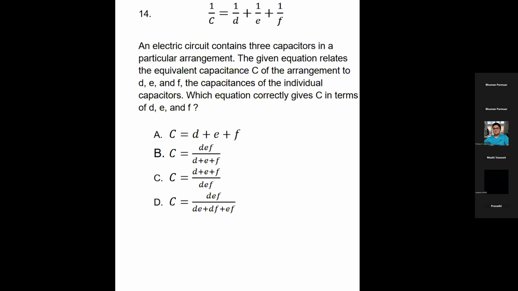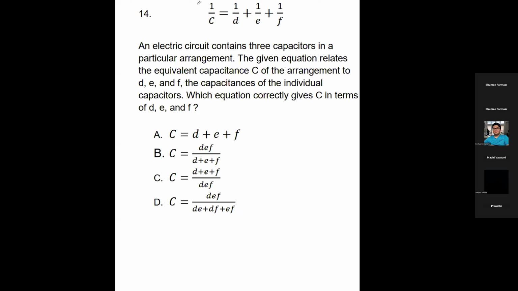Okay, so for this question, it asks which equation gives C in terms of D, E, and F. So you basically just have to get C by itself. Well, there's a couple of ways to solve this. First off, this is actually just a general equation, so you could just memorize this, but I'm going to explain how to actually solve this.